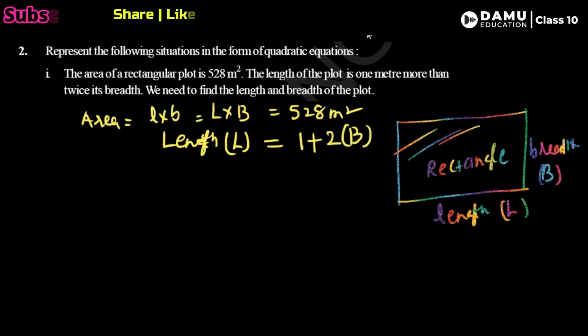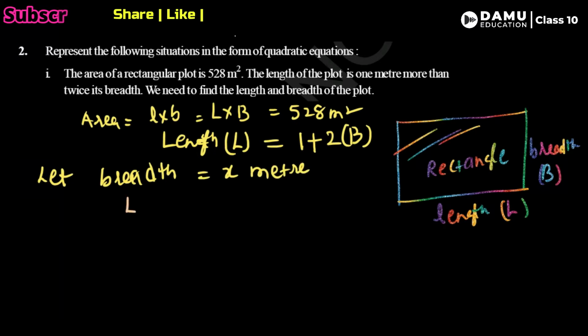1 meter more means we need to write 1 added here. More means addition symbol, and 2 times the breadth. We need to find the length and breadth of the plot. The length is given in the format of breadth, right? So let breadth be x meters. Then length will be 1 plus 2x meters, or 2x plus 1 meters. You can write it like this.